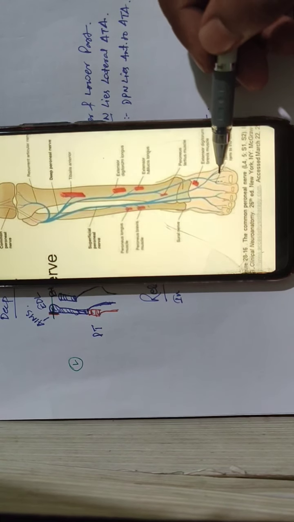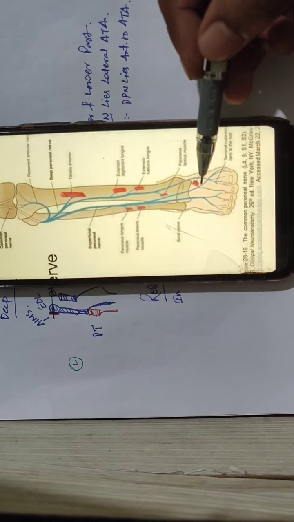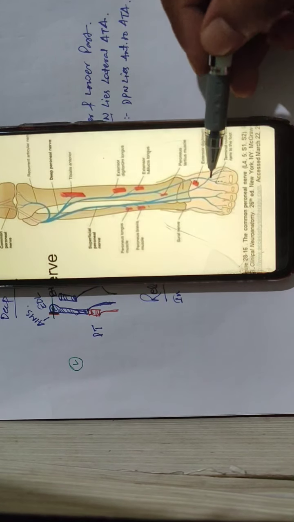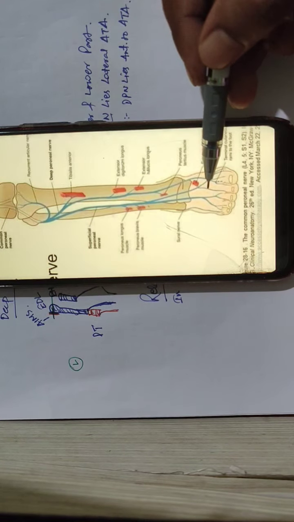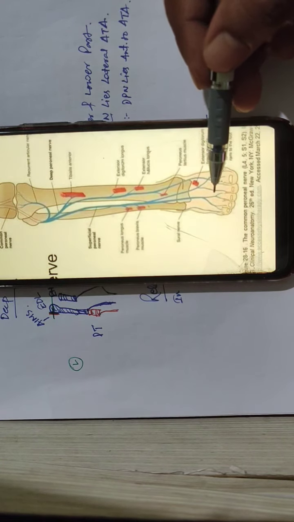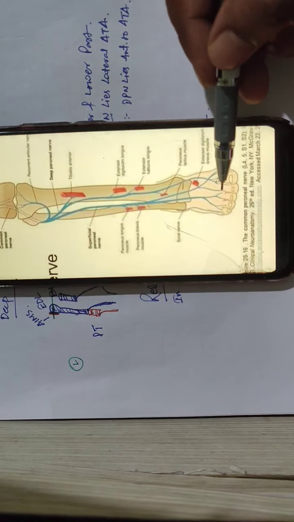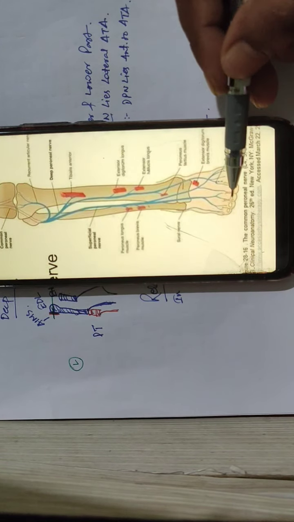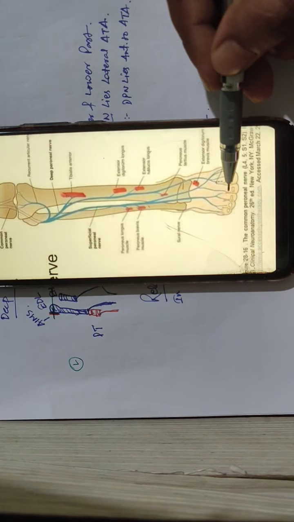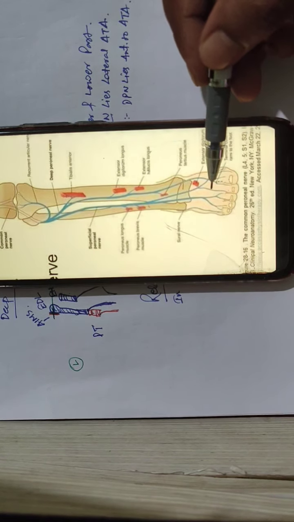This is the great toe and this is the medial side of the great toe. So the first dorsal digital nerve of the medial terminal branch supplies the medial side of the great toe. And the second dorsal digital nerve supplies the adjoining part of the second and third toe. It's the first toe, second toe and third. So it is the adjoining part of the second and third toe.